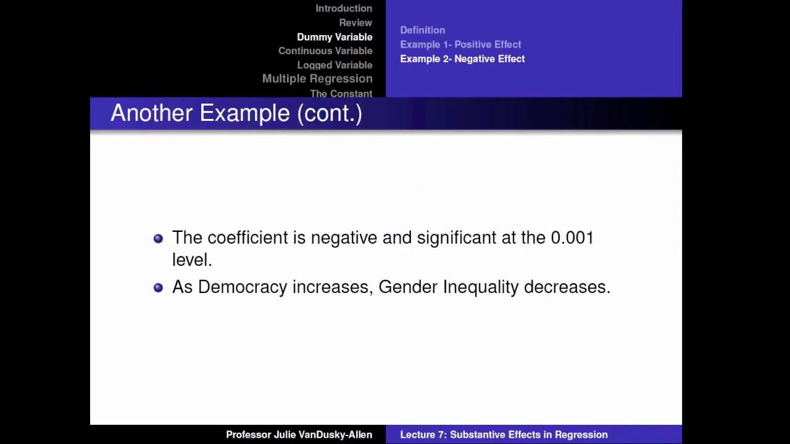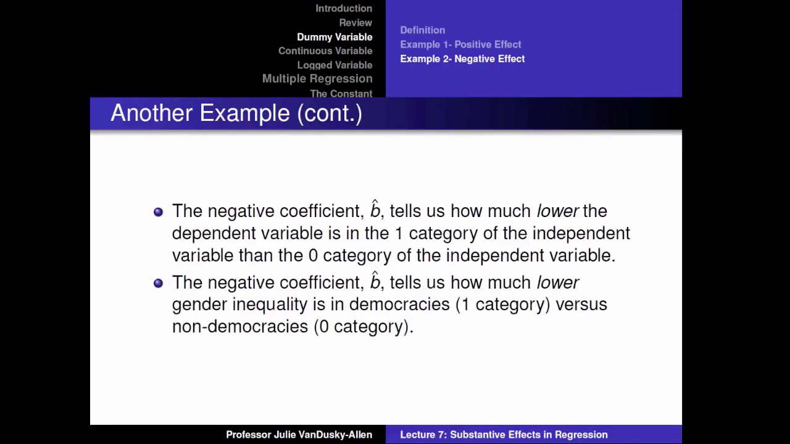You can conclude that as democracy increases, gender inequality decreases. Not only do these results show you that democracy has a negative effect on gender inequality, the results also show you the specific negative effect democracy has on gender inequality. The negative coefficient B hat tells you how much lower the dependent variable is in the 1 category of the independent variable than the 0 category of the independent variable.